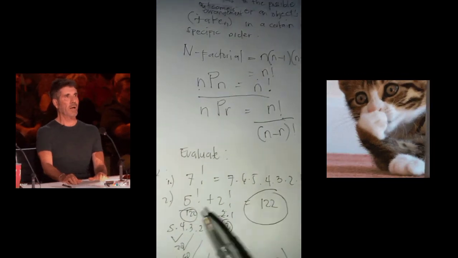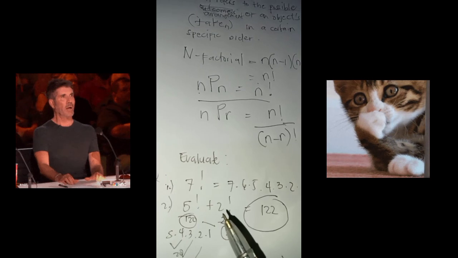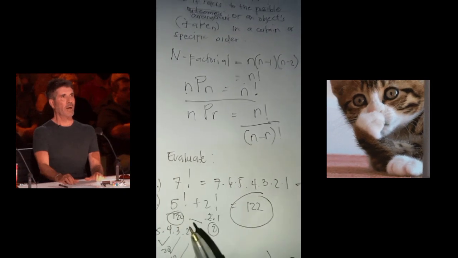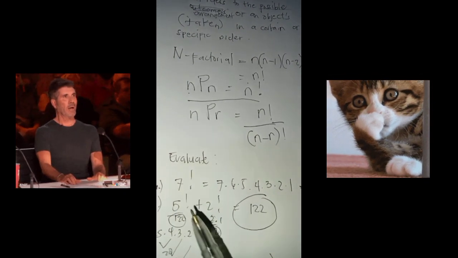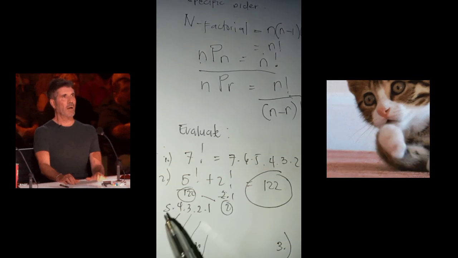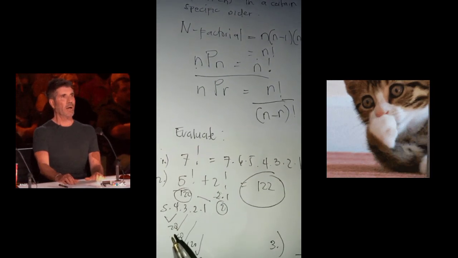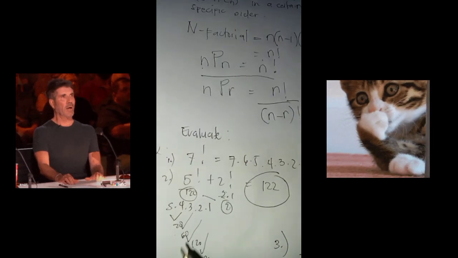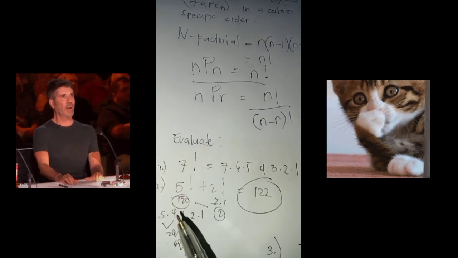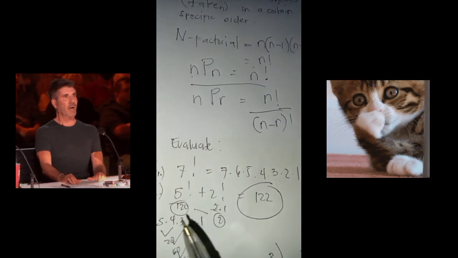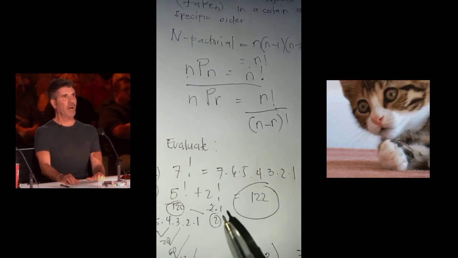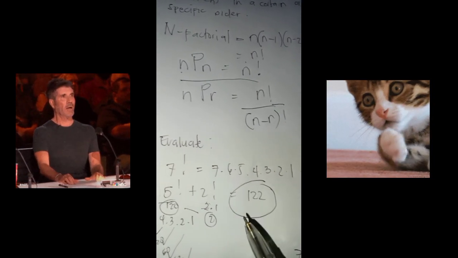What about number 2: 5 factorial plus 2 factorial? Some give an answer of 7 factorial, which is not the right answer. You need to evaluate first 5 factorial, and the same with 2 factorial. 5 times 4 is 20, times 3 is 60, times 2 is 120, times 1 is 120. Then 2 factorial is 2 times 1, which is 2. So 120 plus 2, the sum is 122.